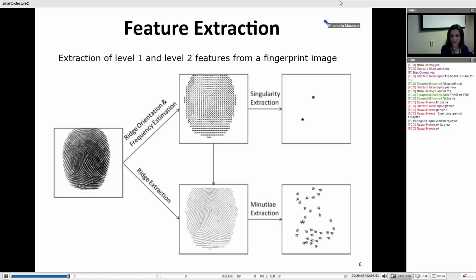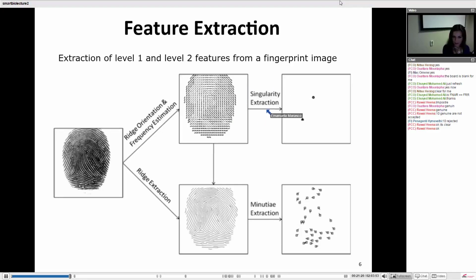We know the features that we want to extract at different levels, and since commercial matchers usually have 500 dpi as resolution, we will not extract the pores. These are typically of 1000 dpi, so we are going to extract level 1 and level 2 features, right? So specifically, we can see here the orientation map.